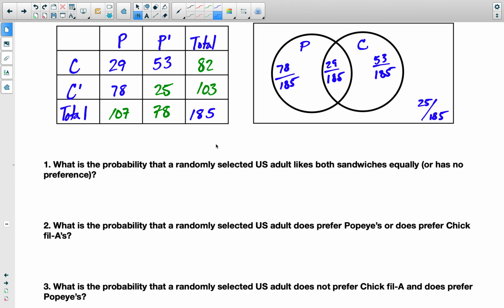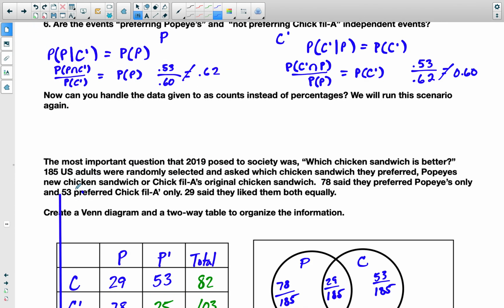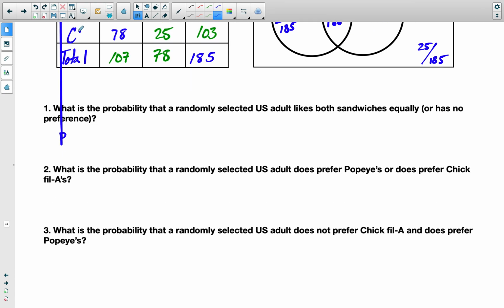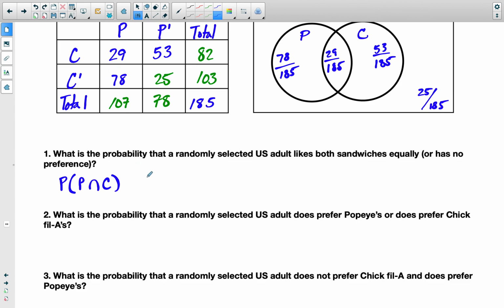Okay, what is the probability that a randomly selected U.S. adult likes both sandwiches equally or has no preference? Again, it's the probability they like... Okay, sorry about that. Let's get back. Technology's wonderful most of the time. So probability prefer Popeyes and Chick-fil-A. That's a joint frequency, so where those two meet, that's 29. That's going to be 29 out of 185, and we can approximate that to about 16%.